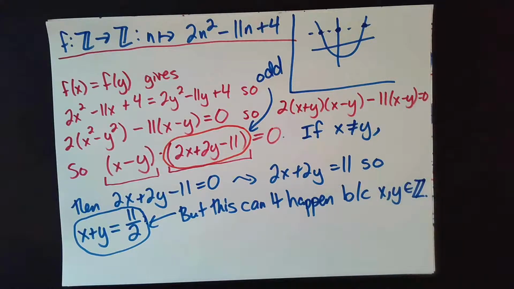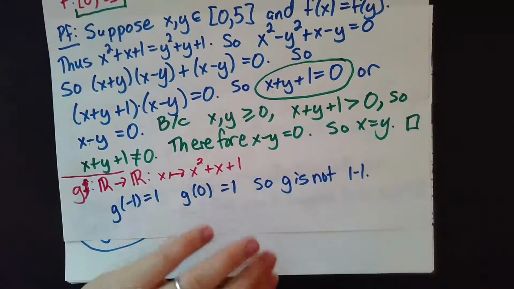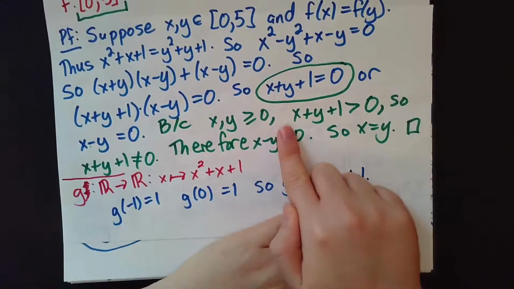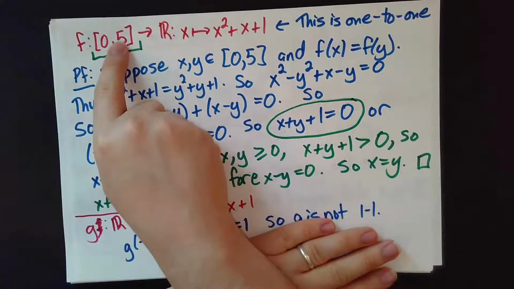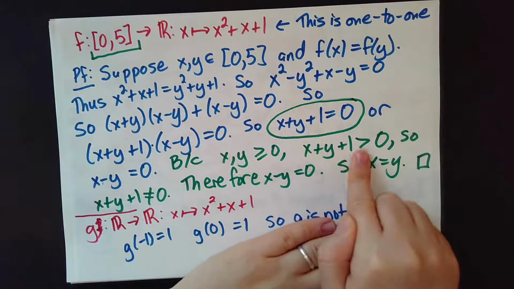And at first that might seem not immediately helpful, but actually one thing I definitely know about odd numbers is that odd numbers are not 0. And so, like in the last example we did, where the key step was to note that because x and y were in the interval 0, 5, x plus y plus 1 could not be 0.